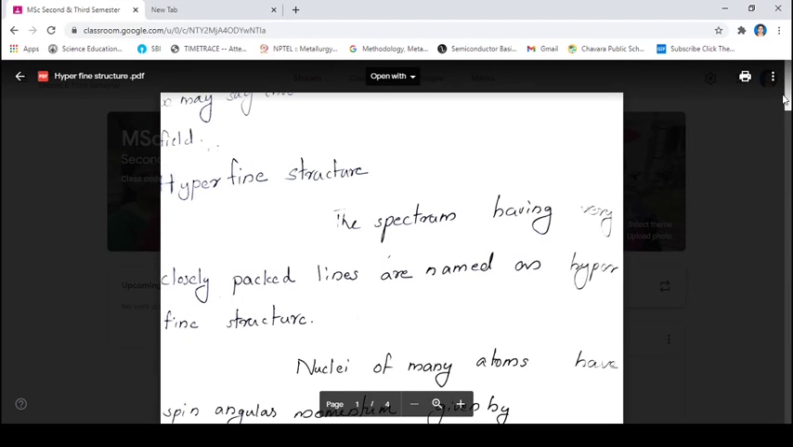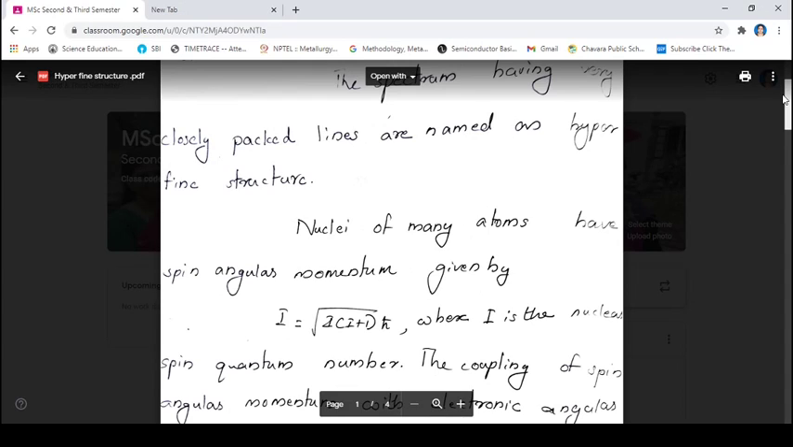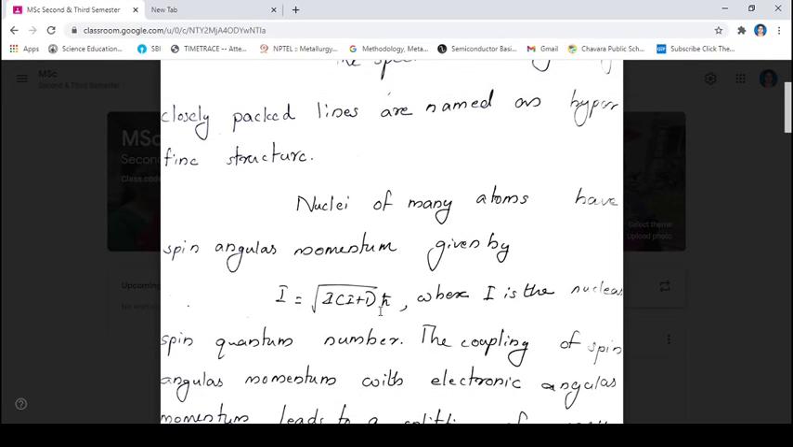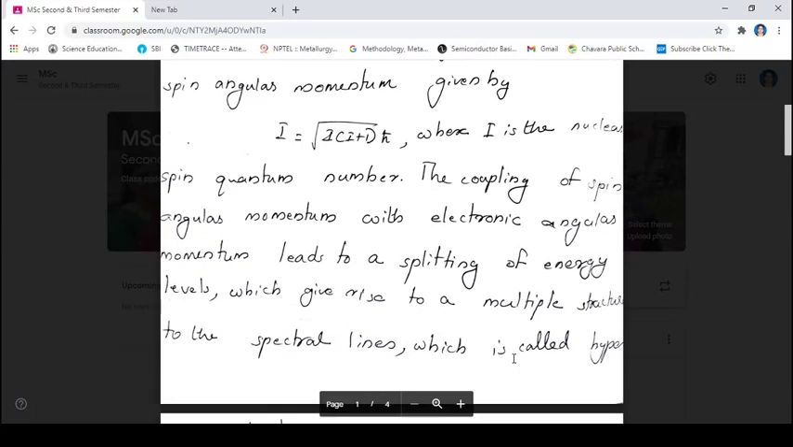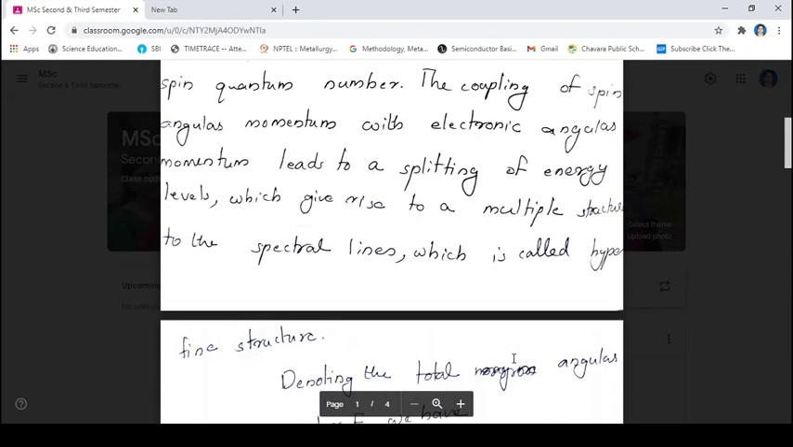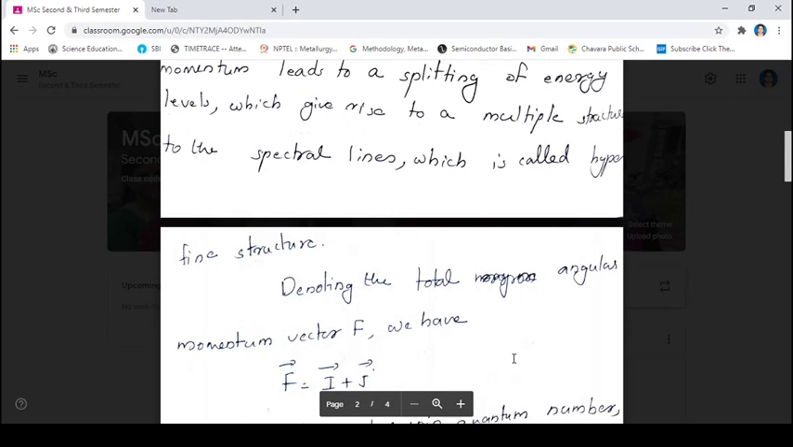The nuclear angular momentum is usually represented in terms of I, and it equals root of I into (I plus 1) into h cross. In some books, the square root of I(I+1) is simply written as I star, so instead of this expression they use I star h cross. Both are the same, and here I stands for the nuclear spin quantum number. The coupling of nuclear spin angular momentum with electronic angular momentum leads to a splitting of energy levels. This gives rise to multiple structure in the spectral lines, known as the hyperfine structure.